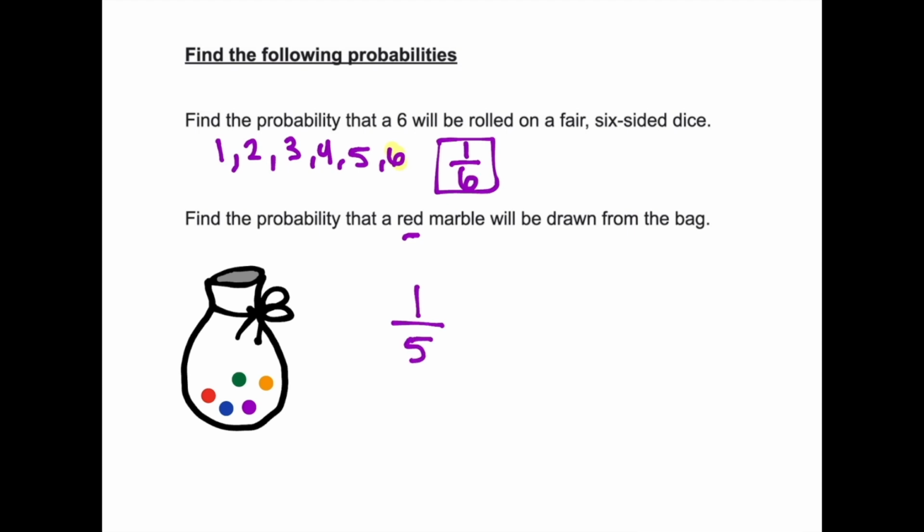There are 5. So our probability of getting a red marble is 1/5.